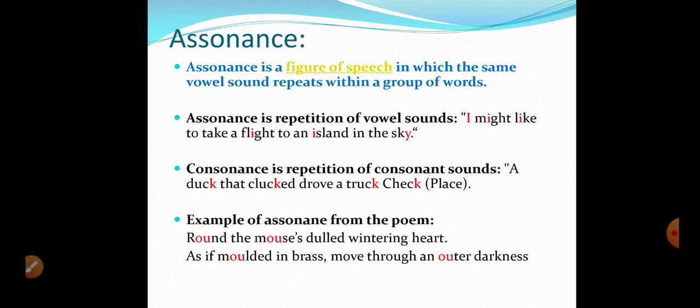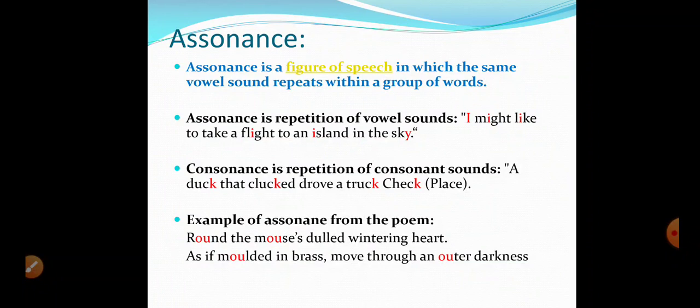Then we have another literary device, it's assonance. Assonance is a figure of speech in which the same vowel sound repeats within a group of words. Now there is another similar expression, assonance and consonance. What's the difference? Assonance is a repetition of vowel sounds and consonance is repetition of consonant sounds. Okay, so the examples are there.